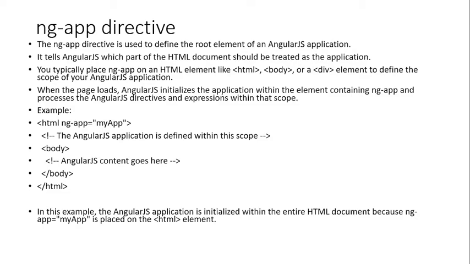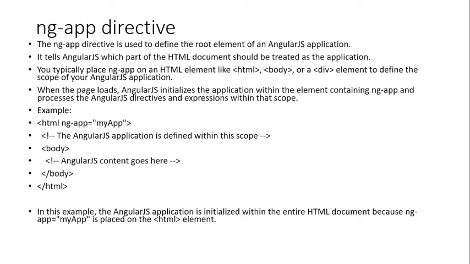Now we are going to see some details about ng-app. As I told you earlier, ng-app is the directive which defines the root element of an AngularJS application, and this tells AngularJS which part of the HTML document is to be treated as the application. So this will be treated as an application. We can include ng-app in the HTML element or inside the tag of HTML body as well as a div element, right? This is used to define the scope of your AngularJS application.